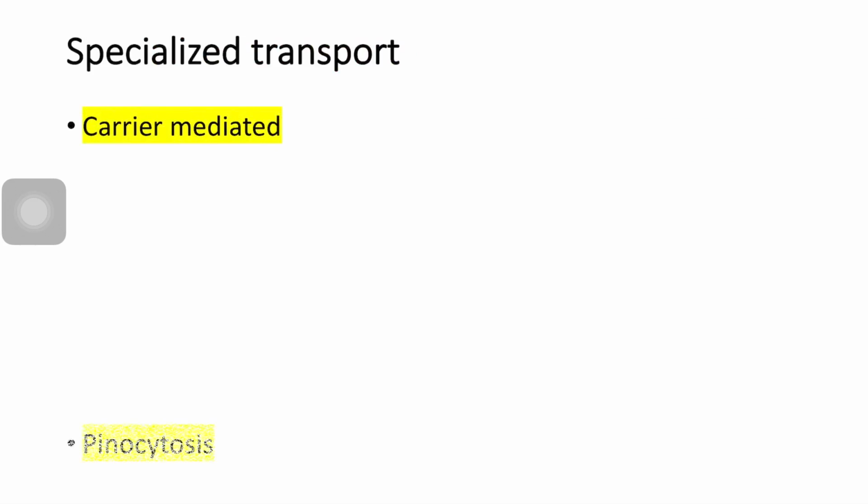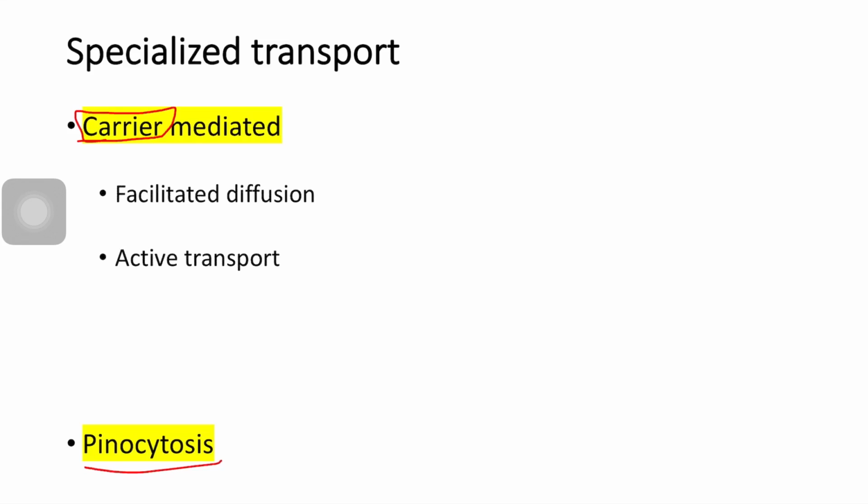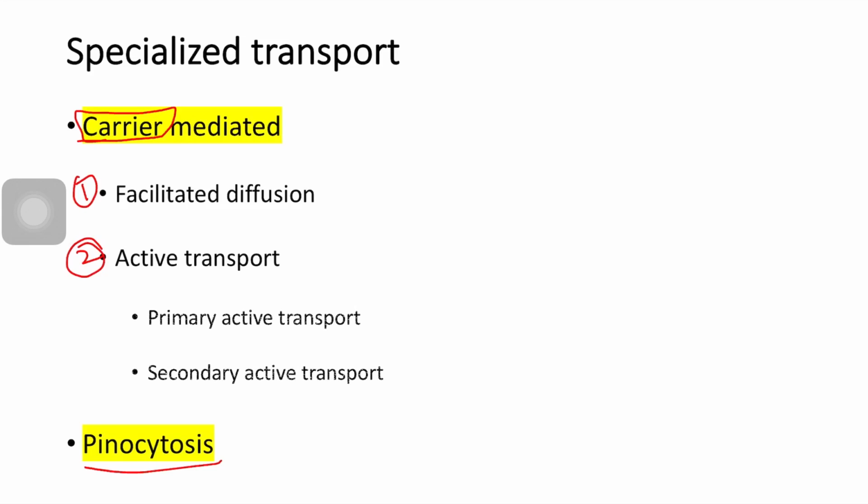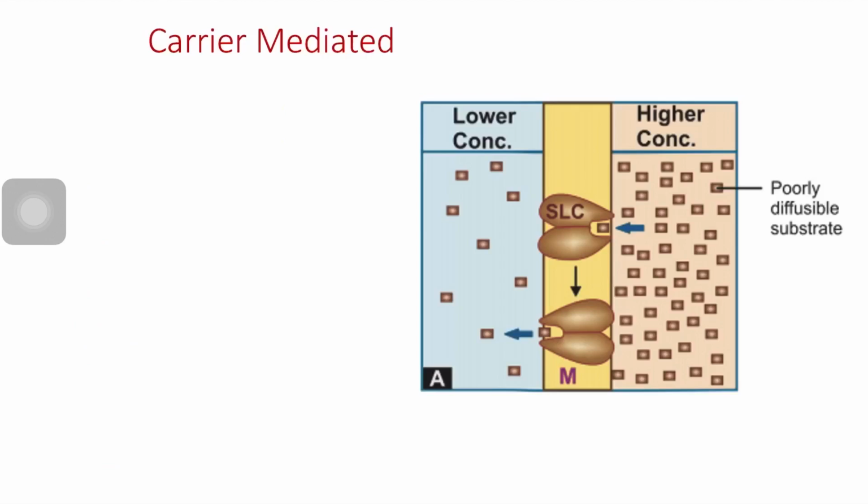Now specialized transport is basically divided into two parts. One is carrier mediated, as the name suggests it requires a carrier, and one is pinocytosis. Carrier mediated is divided into two parts: facilitated diffusion and active transport. Active transport is again divided into primary active transport and secondary active transport. So this is how the specialized transport category gets classified.